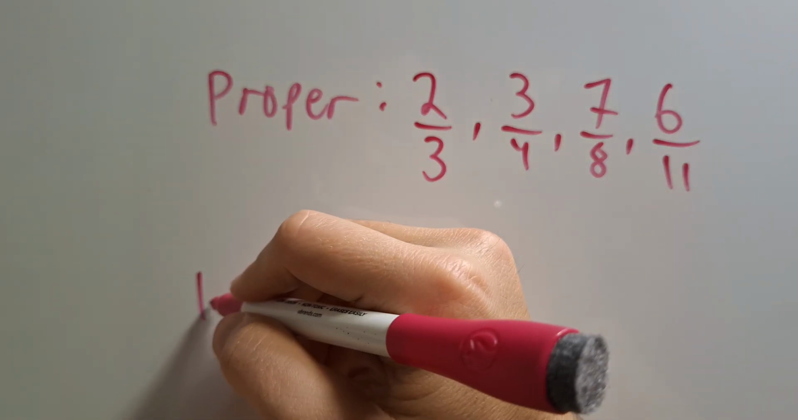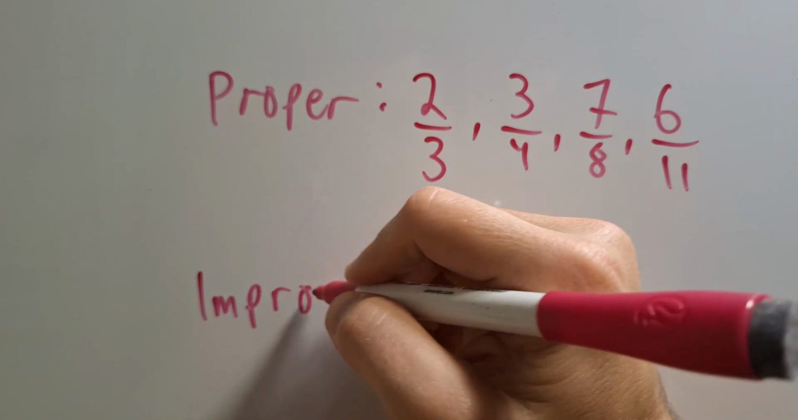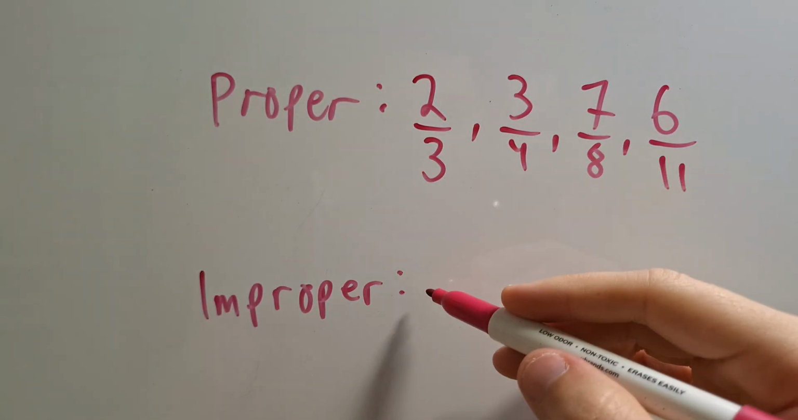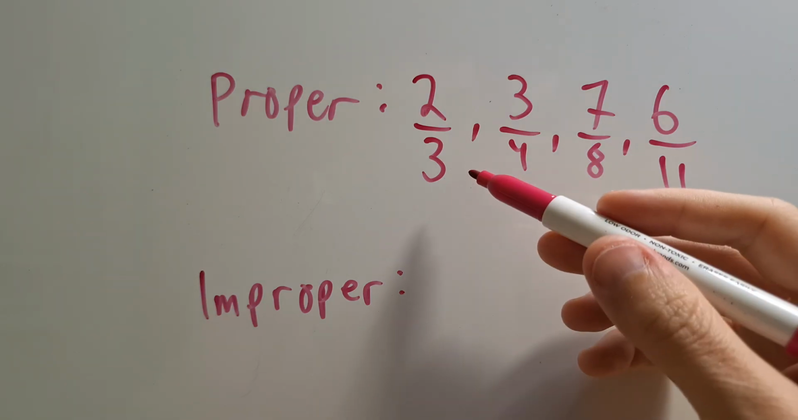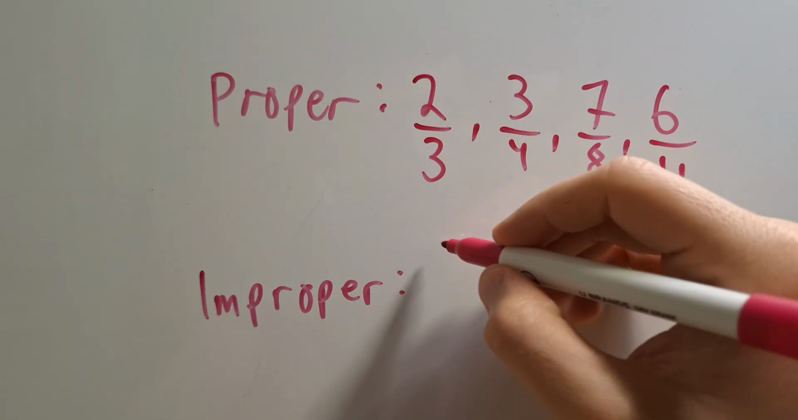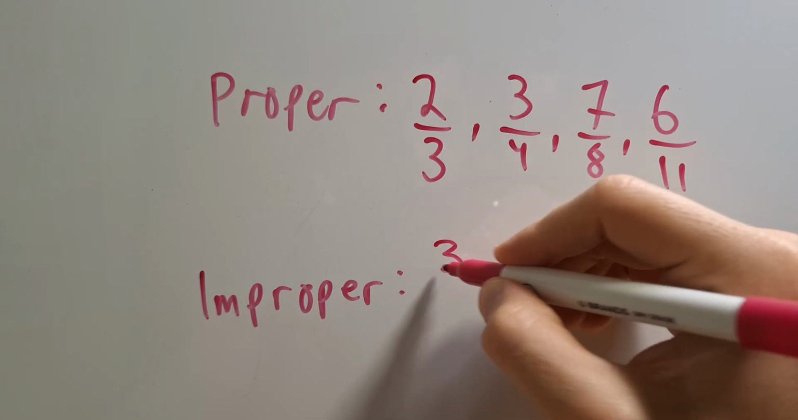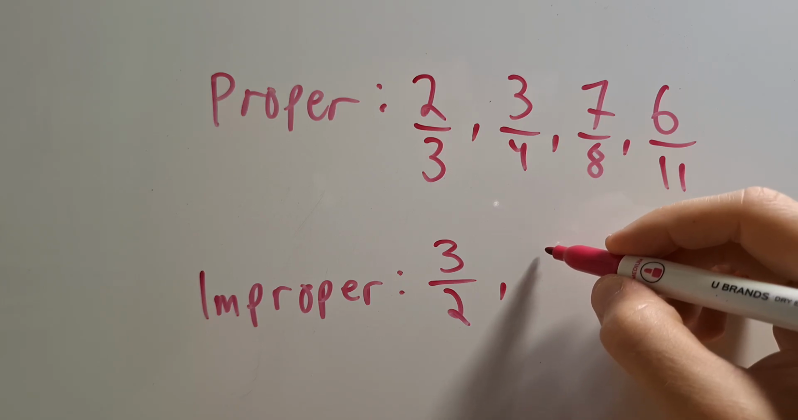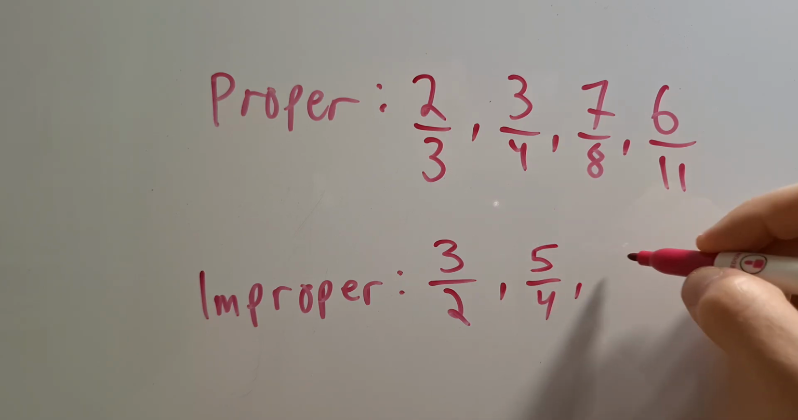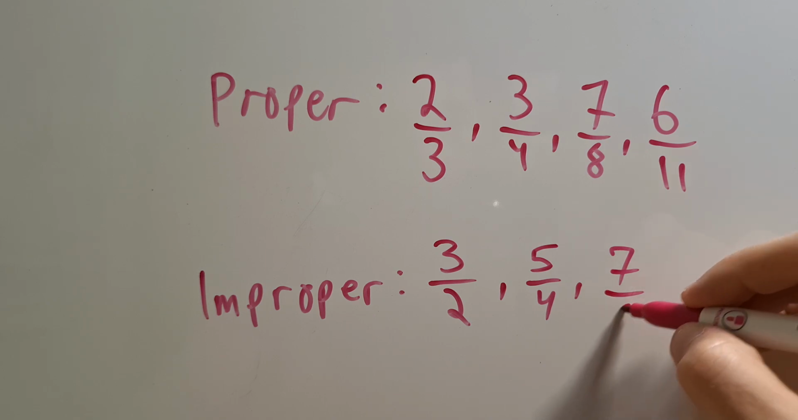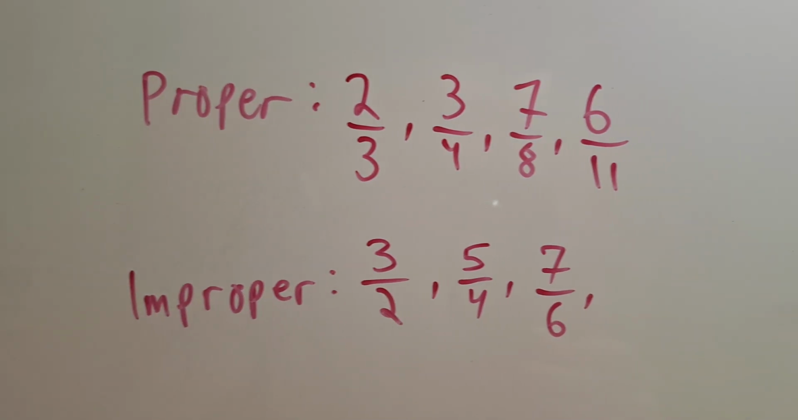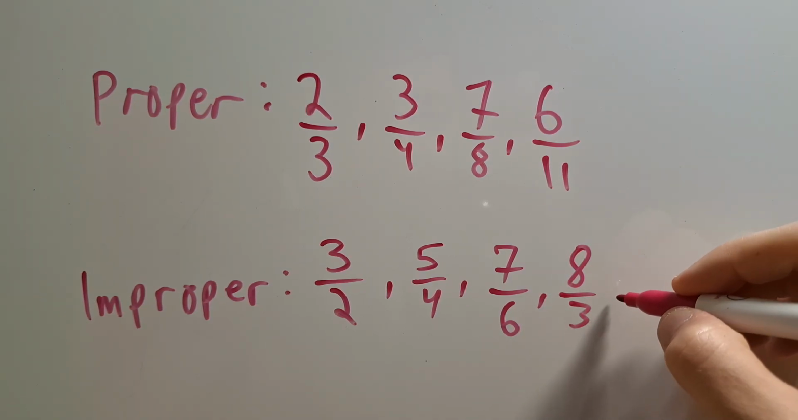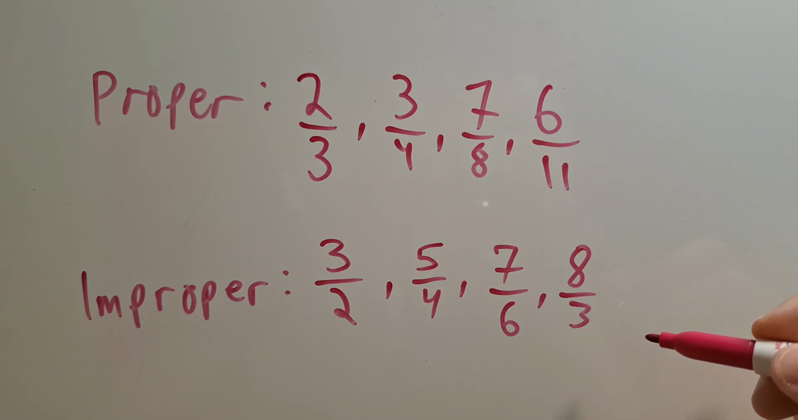Another type of fraction which we'll run into from time to time is what's known as an improper fraction. Compared to proper fractions, it's the opposite, where the numerator is larger in value than the denominator. So an example would be 3/2. Another example would be 5/4, 7/6. The list goes on and on. Another example would be something like 8/3. These are all examples of improper fractions.